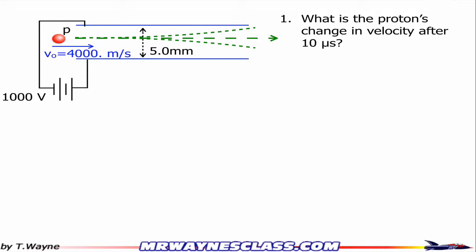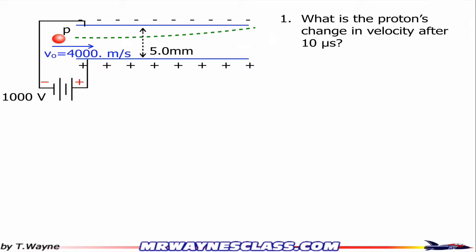When I look at this, I can see the battery has a plus and minus side. The long line is the positive, so that means the top plate is connected to the negative side. The bottom plate's positive, and that's important for determining the electric field's direction. The question is, what is the proton's change in velocity after 10 microseconds? That's microseconds, 10 to the minus 6.